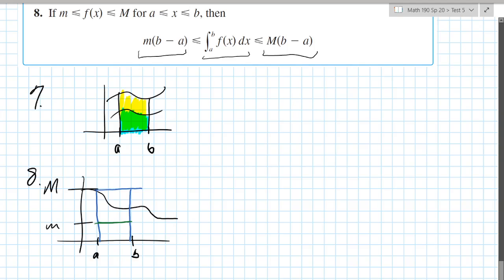So if we're thinking about this in terms of area, let's say that this is the area under the curve. The area under the curve is going to be smaller than the area under the big rectangle, but larger than the area under the small rectangle. And that is the end of our properties. We won't have to prove them, but they do come in handy when trying to evaluate integrals occasionally.